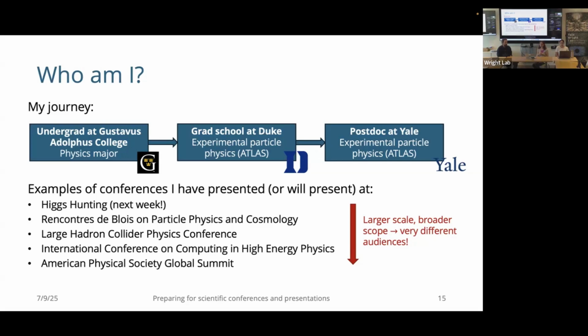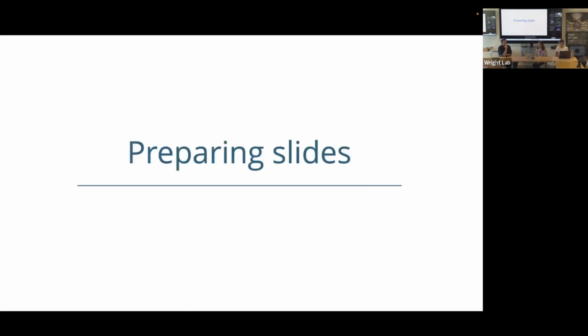So the one I'm going to next week is called Higgs Hunting. It's specifically about Higgs physics, and so it's just one part of particle physics. So it's going to be a smaller conference and a very narrow scope. Whereas I also presented at the APS Global Summit. That's all of physics at once, so you can get people from any field. And so that's a very large conference, very broad scope. So you have to be aware of the audiences.